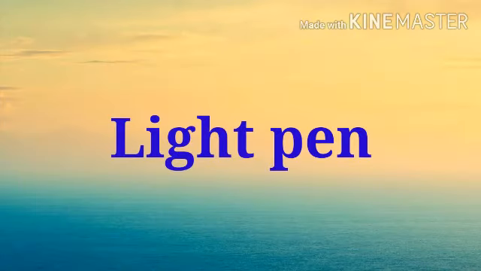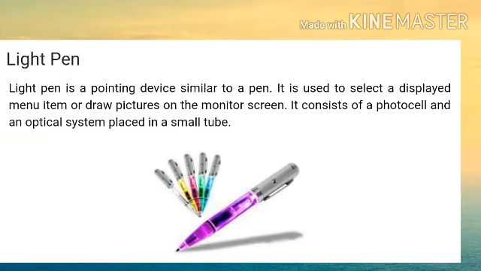The another input device is light pen. Light pen is a pointing device similar to a pen. It is used to select display menu items or to draw pictures on the monitor screen. It consists of a photocell and an optical system placed in a small tube.